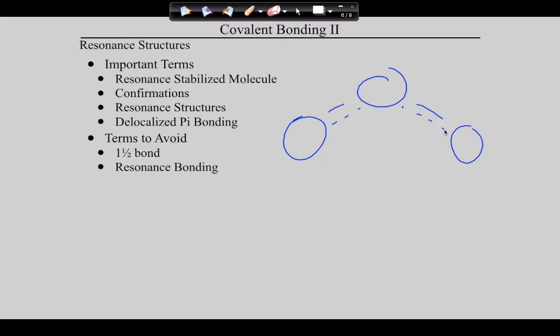Okay. So with that said, let's play this game again. Let's do nitrate. Draw the Lewis dot structure for nitrate, NO3 minus 1.